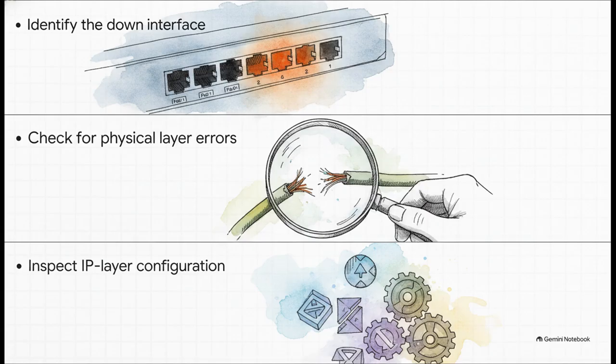When connectivity fails, we don't just guess. To isolate the fault domain quickly, we use a layered approach. First, find the specific broken port. Next, check the physical hardware for errors. And if the hardware looks good, we move up the stack to inspect the IP layer logical routing rules.